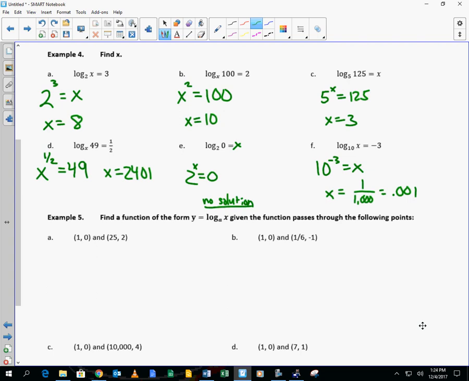No. This is saying 2 to what power is 0? Can you take 2 to a power to get 0? I challenge you to come up with something. Give me a number.